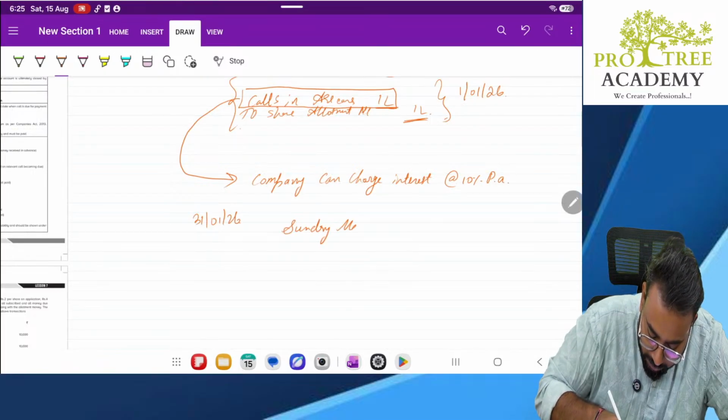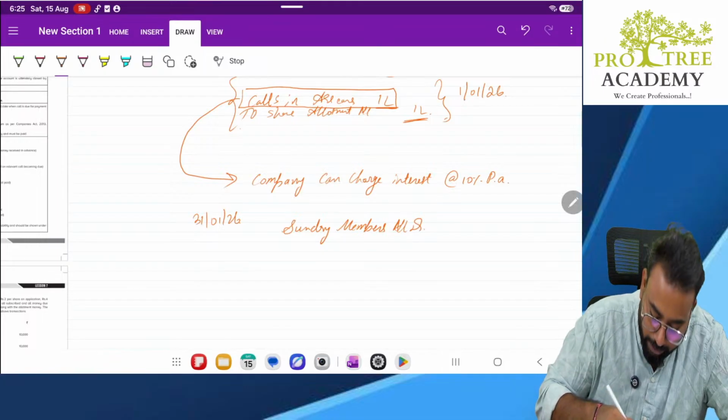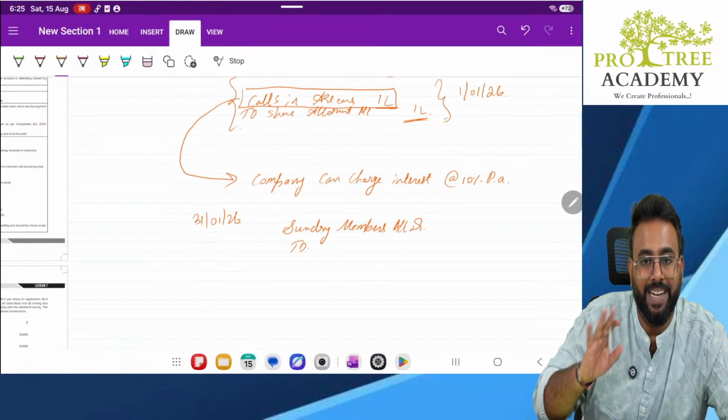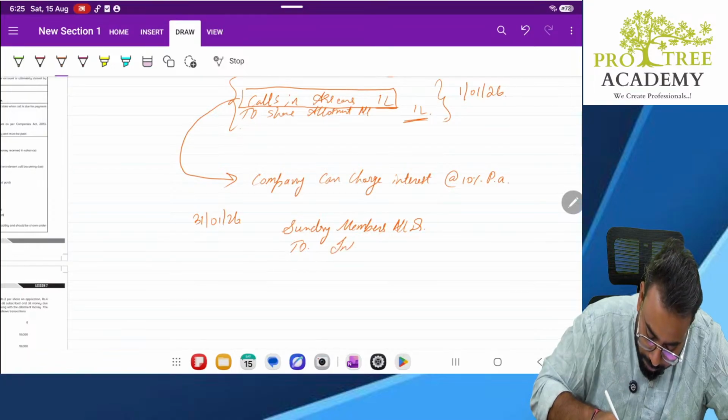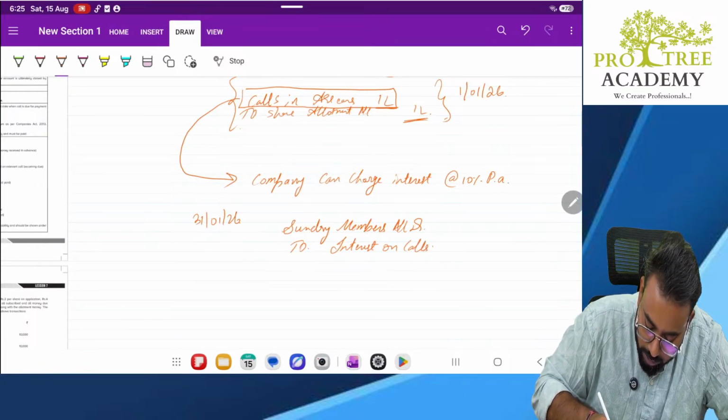Sundry members account debit. Two, interest is an income. When income goes up, it will be credited. Interest on calls in arrears.